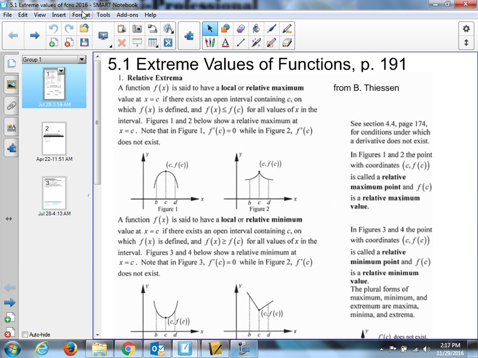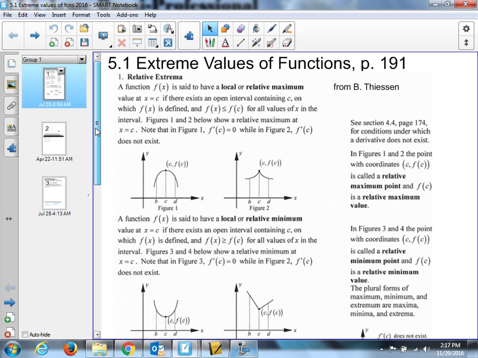Extreme values of functions, page 191, but this is some stuff I got from another textbook here. Relative extrema then. Extremes are highs and lows, maxes or mins. So, function f of x. Now let's try reading this stuff here. It's tough to read a math textbook, but you're going to get used to it.